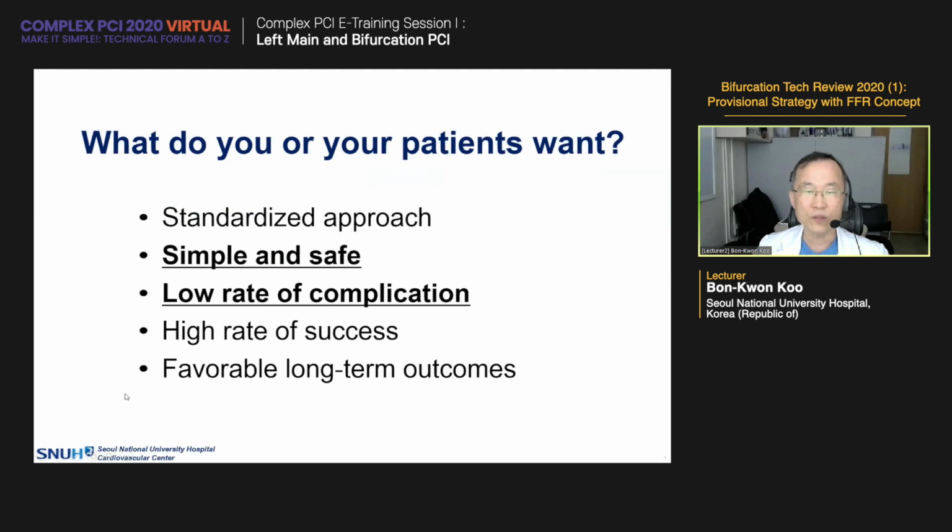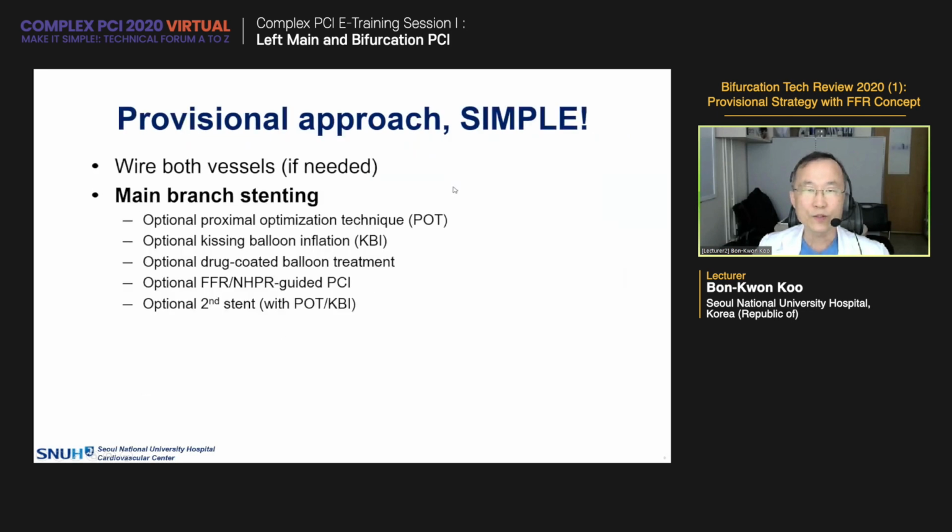And then think about the procedure safety and simplicity and complication rate. So the provisional approach is simple. Actually, one key element is main branch stenting and all the others are optional. So the provisional approach makes a bifurcation lesion like a non-bifurcation lesion, and you can recognize how simple it is when you compare the other two stenting techniques.